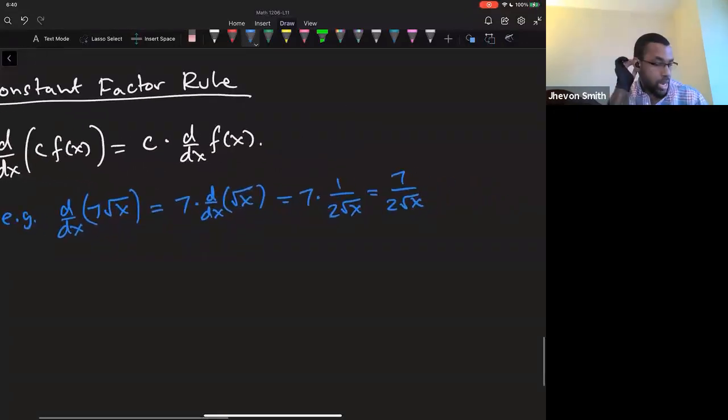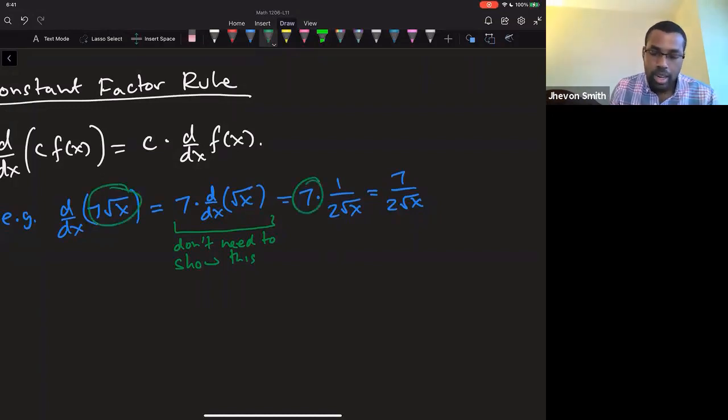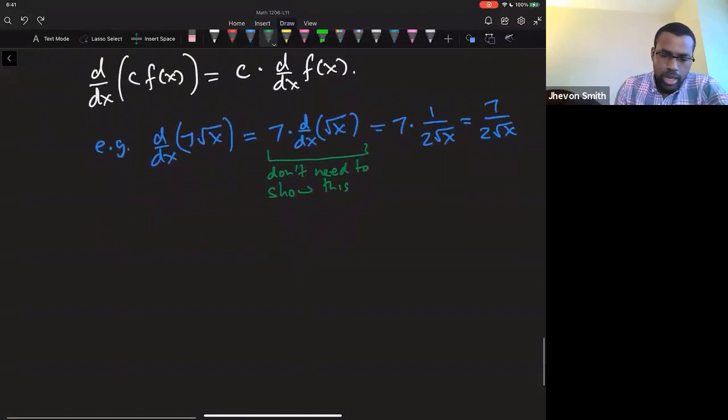Now, in practice, you don't really have to show this part. You don't need to actually show that, oh, I'm moving the constant outside the derivative sign. Just assume that you can do that. Like you just see a constant in front of a function, you immediately just leave that constant alone, differentiate the function. So you don't have to write out the formula like that. But that's the constant factor rule. And it pretty much works because it works with limits, but I guess I can talk about that after.